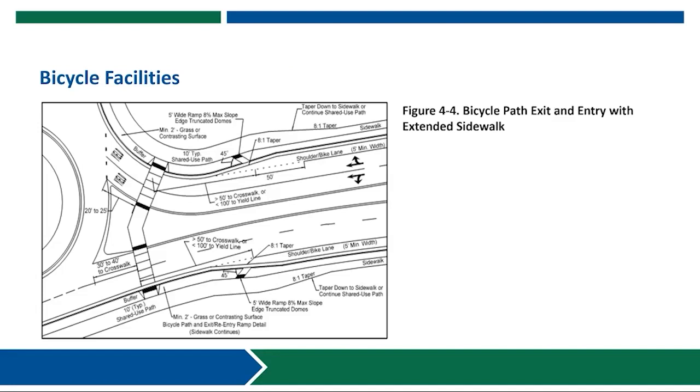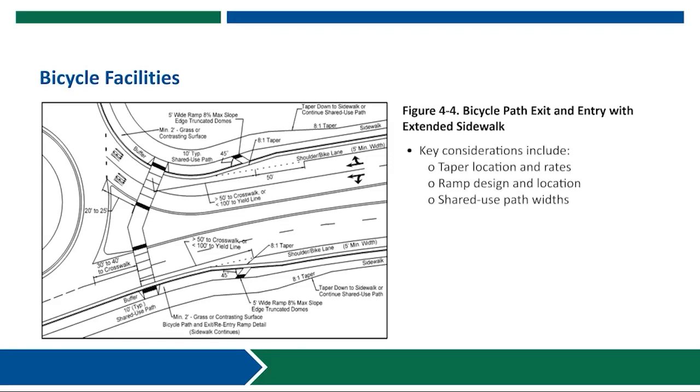Figure 4-3 and 4-4 of the GDOT Roundabout Design Guide provides GDOT specific preferences for design details for bicycle facilities at roundabouts. This includes things like the taper location and taper rates for where you're dropping bike lanes, design of any ramps for bicyclists up onto a shared use path, and other considerations.